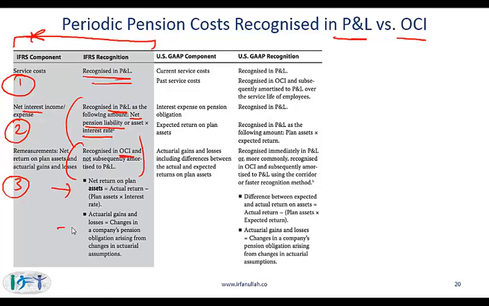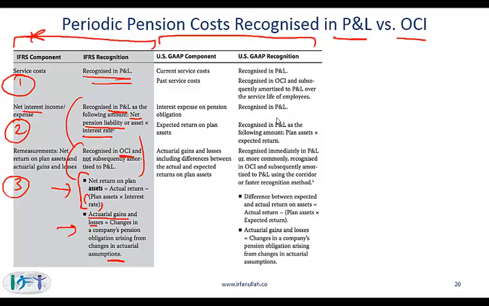There are two subcategories under remeasurements. One is called net return on plan assets, which is equal to actual return minus this number, plan assets times interest rate. And I've gone over this before. I'm just repeating because this is important. The other subcomponent under remeasurements is actuarial gains and losses, which is changes in a company's pension obligation arising from changes in actuarial assumptions.